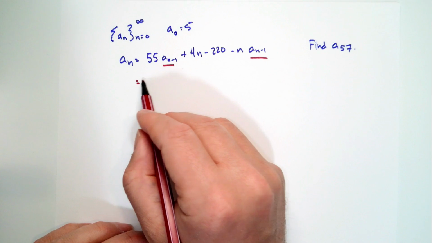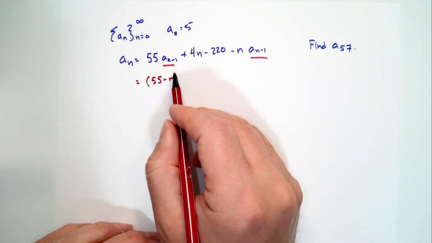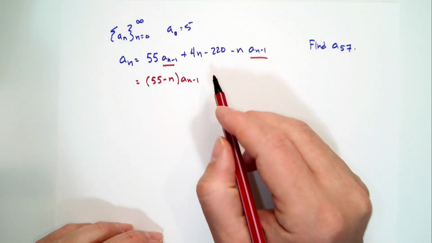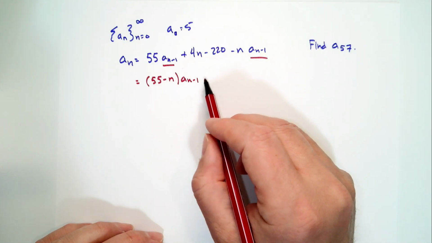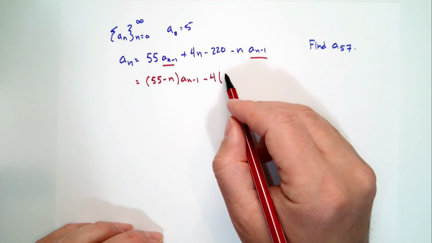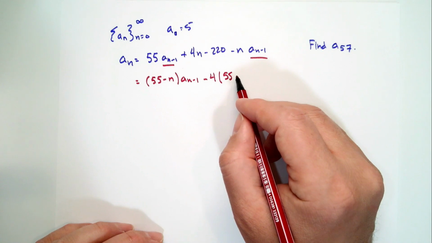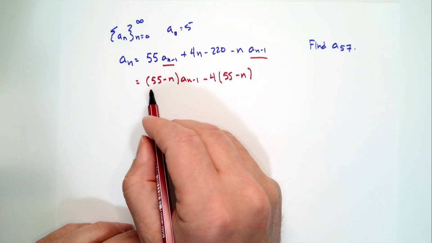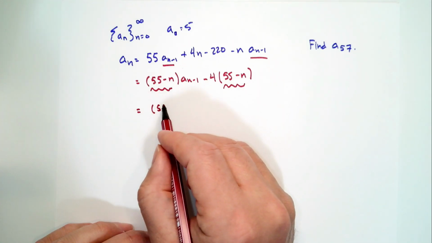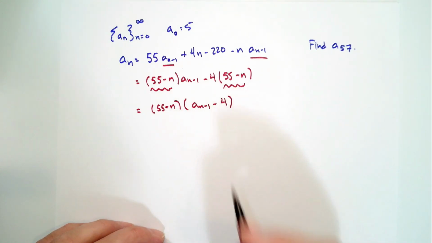So for instance, you'll notice that I have these a sub n minus 1s. Let's put those together. In fact, since they're common, I can factor that out. I can take 55 minus n times a sub n minus 1. If I pull out a 4 here, and, well, in fact, let me pull out a negative 4. You'll see why in a second. Then 220 is divisible by 4, leaves me with 55. And as I pulled out a minus 4, plus 4n would leave me with minus n. Aha! Check it out. 55 minus n. So, what you have is 55 minus n times a sub n minus 1 minus 4.